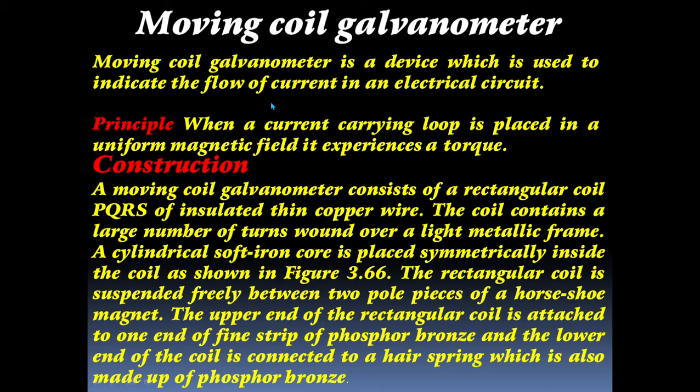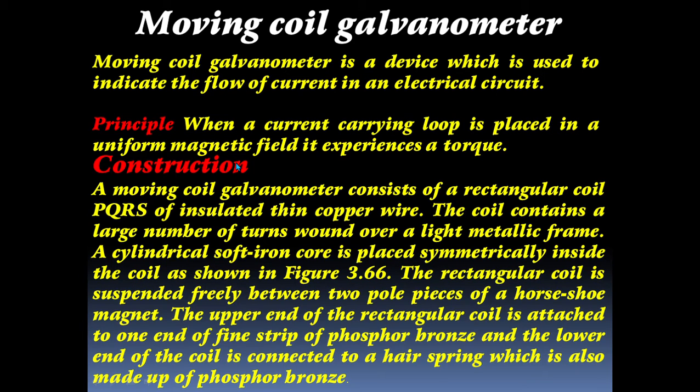So, what is the principle of moving coil galvanometer? When a current carrying loop is placed in a uniform magnetic field, it experiences a torque.